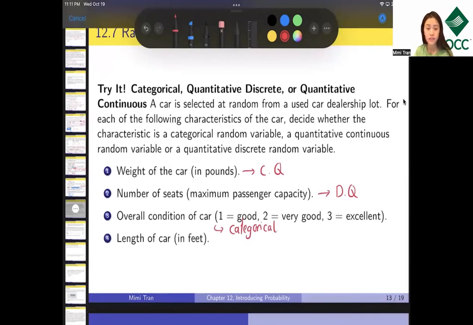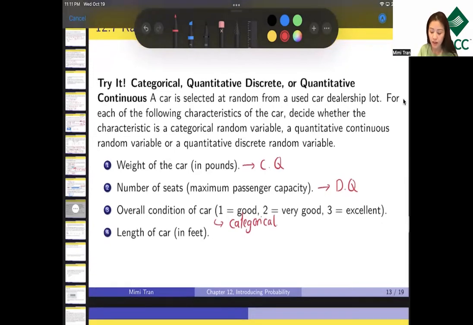Length of car in feet. Again, you can take any value within the interval from 0 to infinity for the length of a car. So this is continuous quantitative.